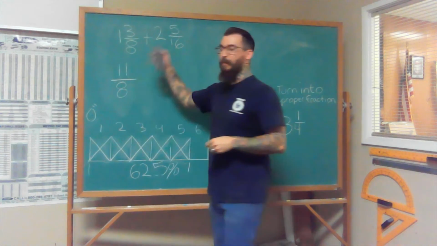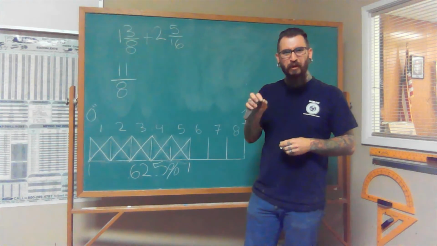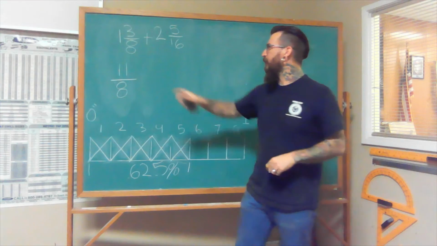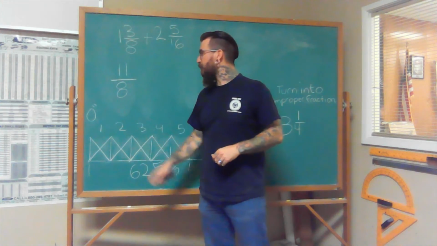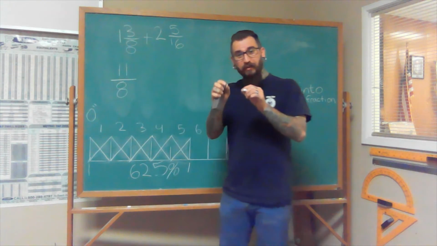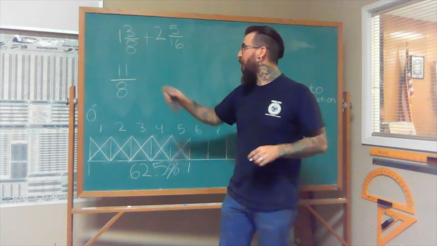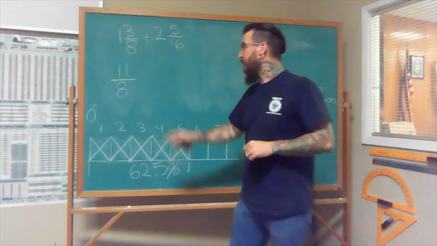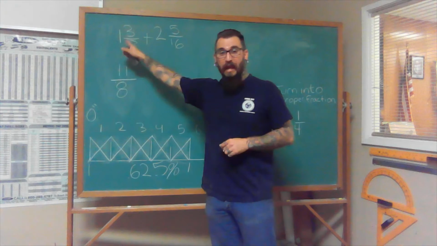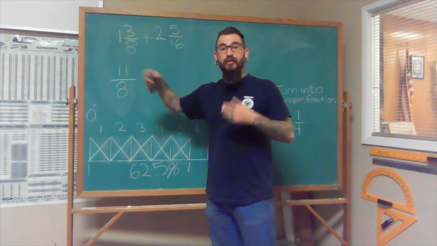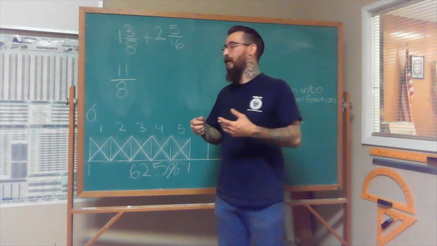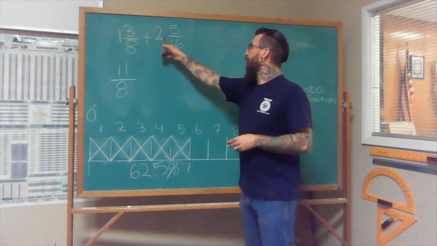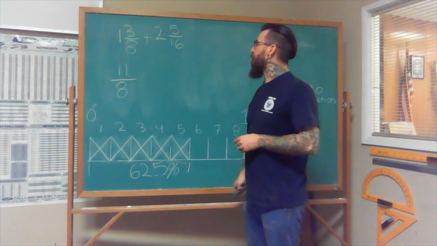So if I want to know how many single 1/8 inch marks there were on my tape measure in 1 3/8 of an inch, there are 11 1/8 inch marks if I counted all the way up to 1 3/8. This number is exactly the same as that number, just a different way to describe it. So we're going to go over here and make this one improper.